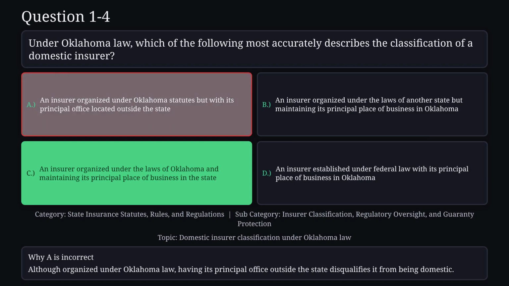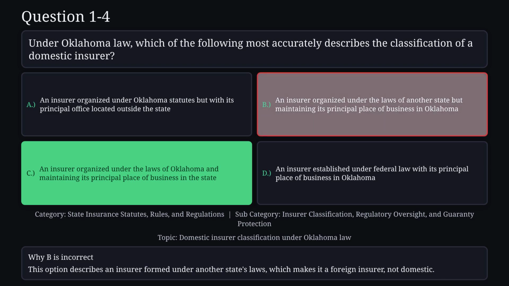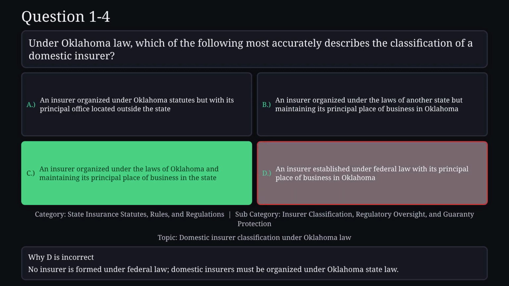Reason A is not correct. Although organized under Oklahoma law, having its principal office outside the state disqualifies it from being domestic. Reason B is not correct. This option describes an insurer formed under another state's laws, which makes it a foreign insurer, not domestic. Reason D is not correct. No insurer is formed under federal law. Domestic insurers must be organized under Oklahoma state law.